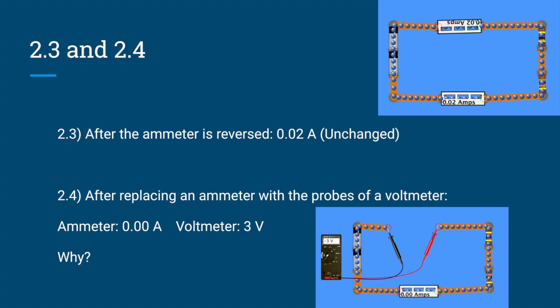Moving on, it asked us to switch the direction of one of the ammeters and to see what would happen. After flipping it, you can see in the top right image that it made no change. The output is still 0.02 amps.